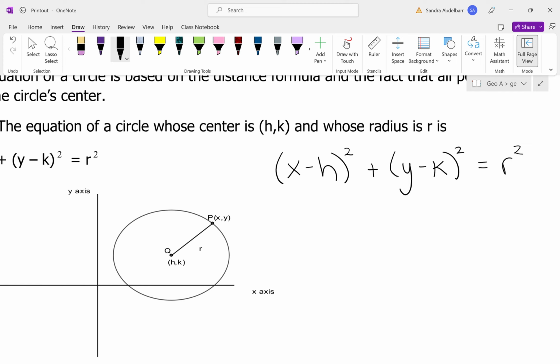So as of right now, this means nothing to you. It's just a bunch of variables being put together that don't really have much meaning. I'm going to make it have meaning. The first thing we need to know is the center of the circle is going to be represented by h comma k. Or you know what, I'll write h comma k equals the center. So h comma k represents the center point.